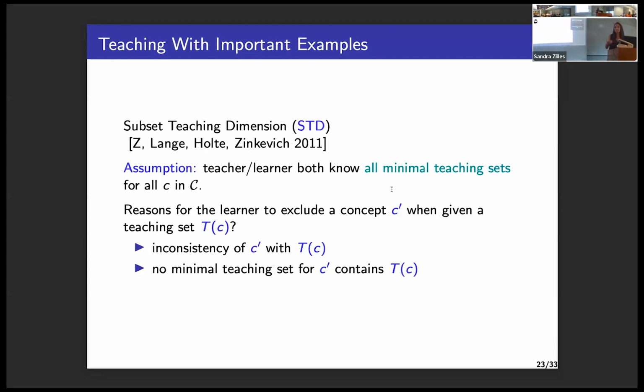Now, then you would actually have two reasons to exclude a concept C prime when you see a set of examples. One reason, of course, the old one is, well, C prime is not consistent with the examples you've shown me. A different reason could be, well, all the examples you show me are correct for C prime, but if you're a benevolent teacher and no minimal teaching set for C prime contains those examples that you've shown me, why would you select them in the first place, right? So you can't be talking about C prime, you just can't be. And that's why you exclude C prime from your candidate list. That was the original idea of that subset teaching dimension, STD.